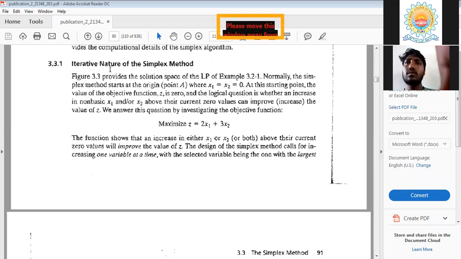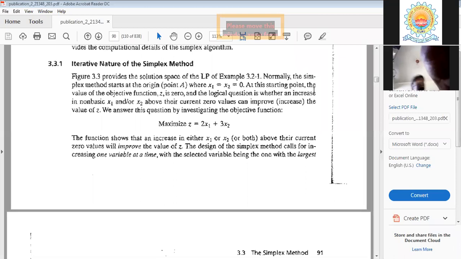Now this is the iterative nature of the simplex method. Figure 3.3 provides the solution space of the linear programming of example 3.2.1. Normally, the simplex method starts at the origin where x1 and x2 are equal to 0. At the starting point, the value of the objective function is 0. And the logical question is whether an increase in non-basic x1 or x2 above their current values can improve the value of z.